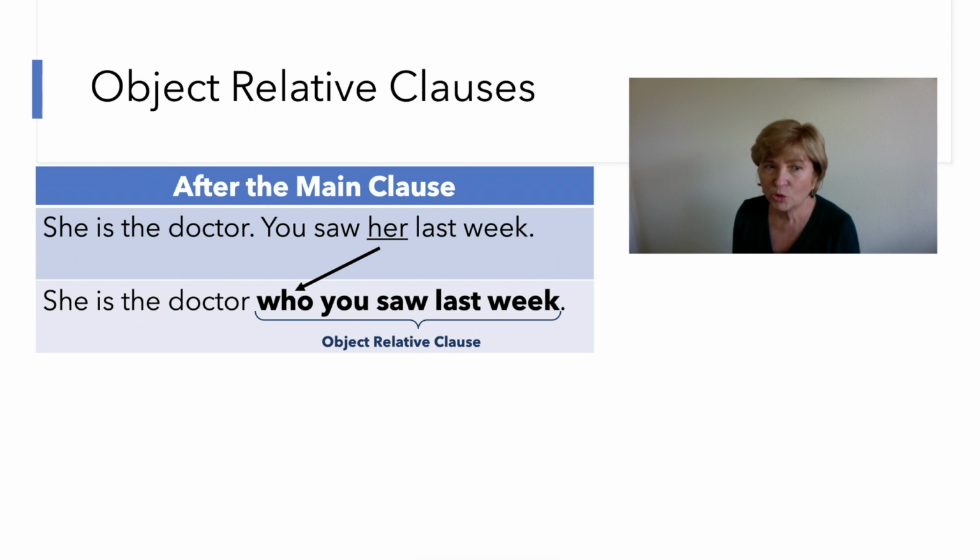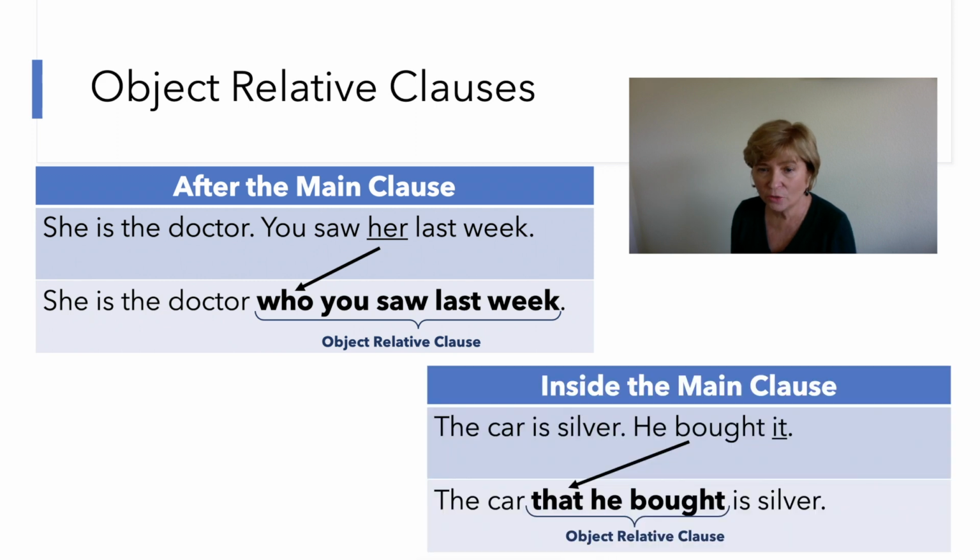She's the doctor. You saw her last week. We can shorten this to she is the doctor who you saw last week. Her is who you saw. So in this sentence, she is the subject and who you saw last week is the object. That is who you saw. One more. The car is silver, he bought it. So we can say the car that he bought is silver. So here you can see that we can put these object relative clauses either after the main clause or inside the main clause. It works fine either way.